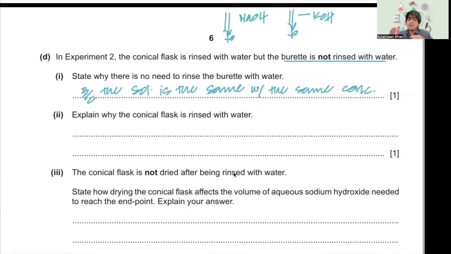Why don't they dry it? Firstly, the opening of the burette is pretty small, so you can't insert a cloth into it. And even if you do, the cloth may be contaminated. So that's why.